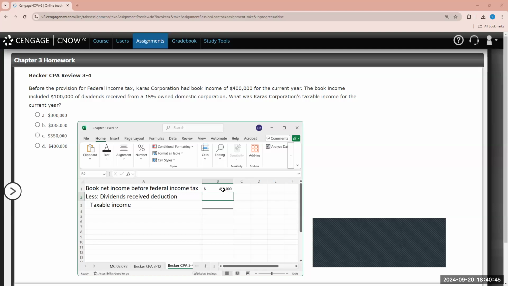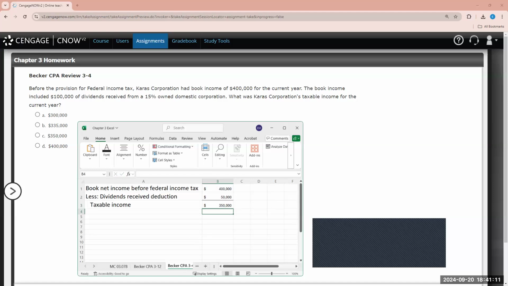So therefore, the dividends received deduction in this case is $100,000 multiplied by the dividends received deduction percentage, which is 50%. So we multiply it by 50%. So therefore, the dividends received deduction is 50,000. So the taxable income in this case is the book net income minus the dividends received deduction of 50,000.